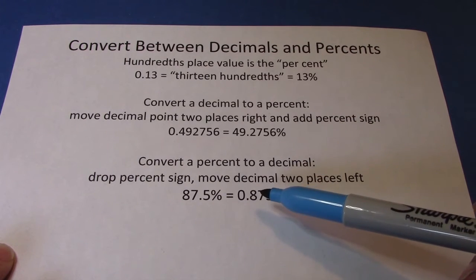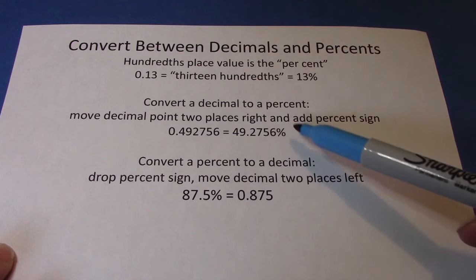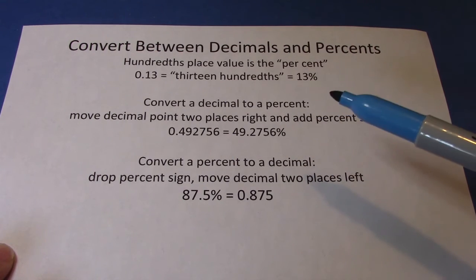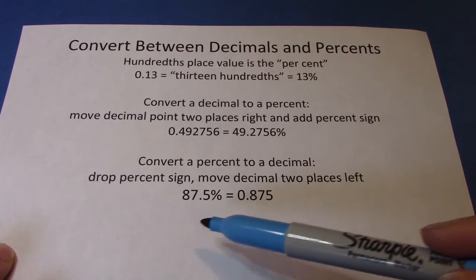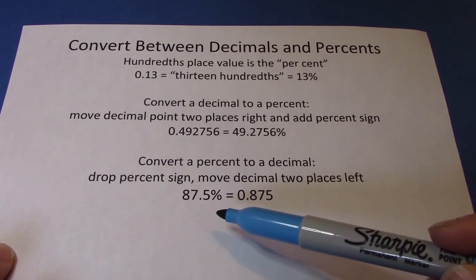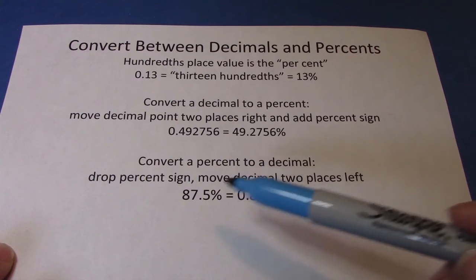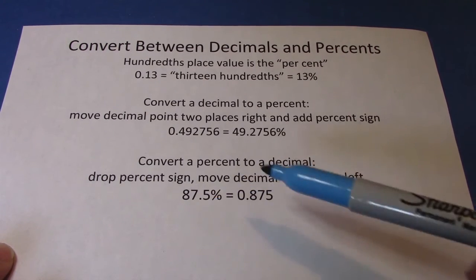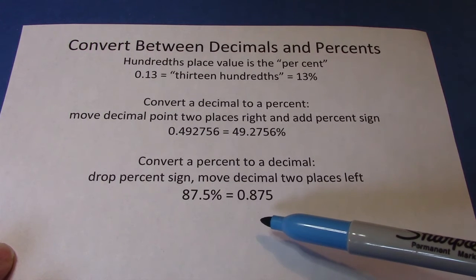Going back the other way, converting a percent to a decimal is doing the opposite. Drop the percent sign off and move the decimal 2 places to the left. So, for example, 87.5%. We take the percent sign away and we move the decimal 2 places to the left. We have 0.875 or 875 thousandths.